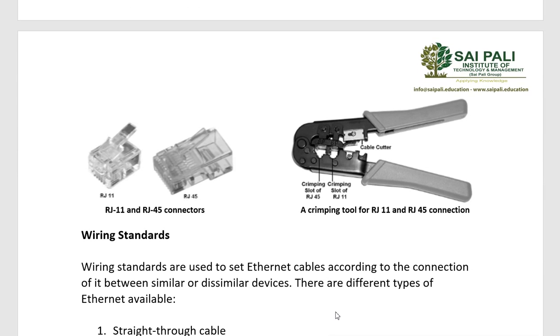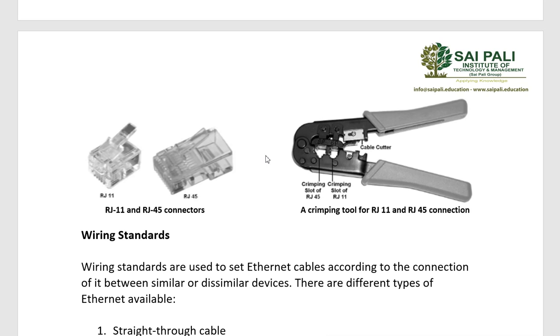These are the connectors. So this is the RJ11 connector, which is only for four wires, 2 pairs of wires, and RJ45 is for 4 pairs of wire, that is for 8 wires. And for connecting the cable, we use the crimping tool. So to do the crimping, we need a crimping tool like this. This is called a crimping tool.